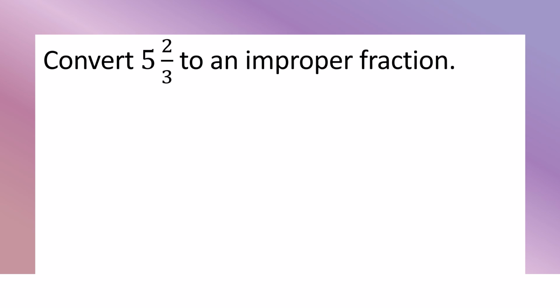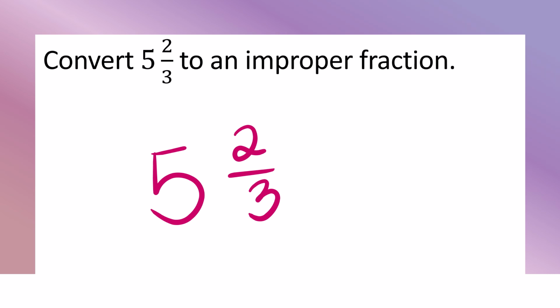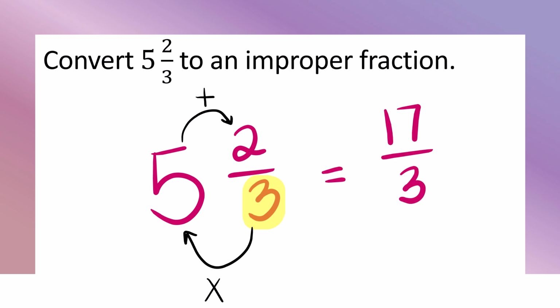All right, 5 2/3, we're going to convert that to an improper fraction. So again, here I'm just demonstrating the around the world technique. So you start with the denominator, you multiply that times the whole number part. So 3 times 5 is 15. Then you add the numerator. So 15 plus 2 is 17. So 17/3. So the denominator remains the same.